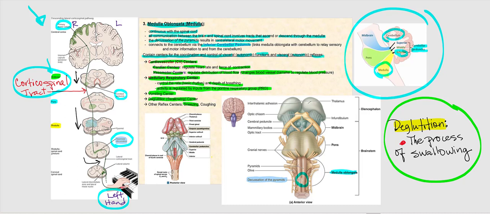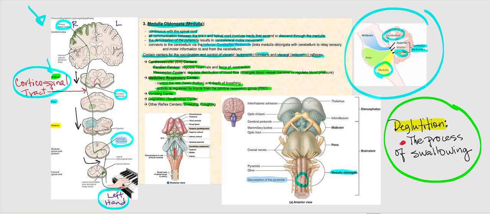So with any damage to the medulla oblongata, we will permanently have to be on a ventilator. Why? Because we've lost the ability to control our breathing. In addition, we can no longer vomit, nor can we swallow, nor can we sneeze or cough, because these visceral functions and reflexes, once again, are all found in the medulla oblongata.